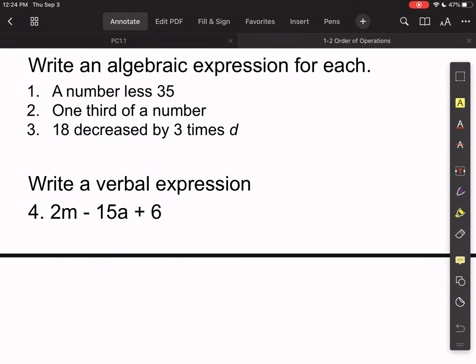Alright, Algebra 1 students, welcome back. We are diving into 1.2, possibly one of the most important lessons in algebra, the order of operations.